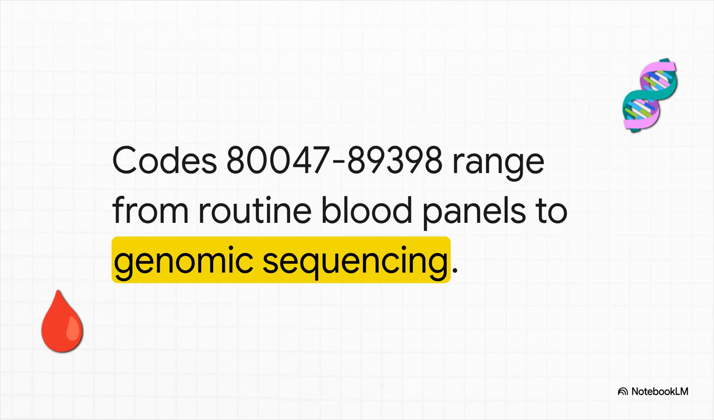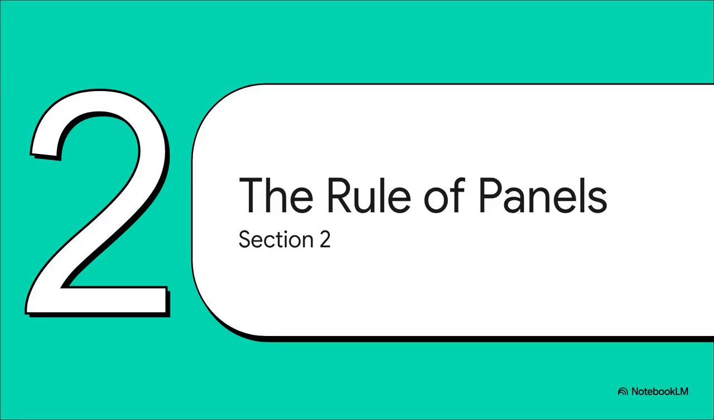So on the 2026 CPC exam, this section makes up about 4% of your questions. But hey, do not let that small number fool you. These questions are rigorous rule triggers. We're talking about a scope spanning codes 80047 all the way through 89398. You're going to be coding everything from high-volume, routine stuff like a basic metabolic panel all the way up to high-risk complexities like next-generation genomic sequencing. It's a massive spectrum.